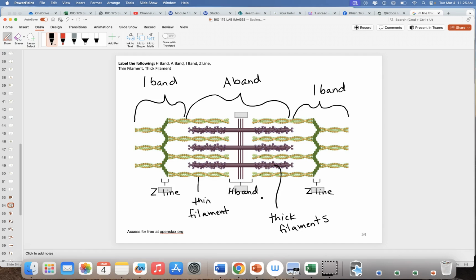Again, we'll talk a lot more about these parts of the sarcomere in lecture. We'll see how these parts interact. And when these parts interact with one another, that's how we are going to have skeletal muscle contraction. Because again, the sarcomere is the functional unit of the skeletal muscle fiber.